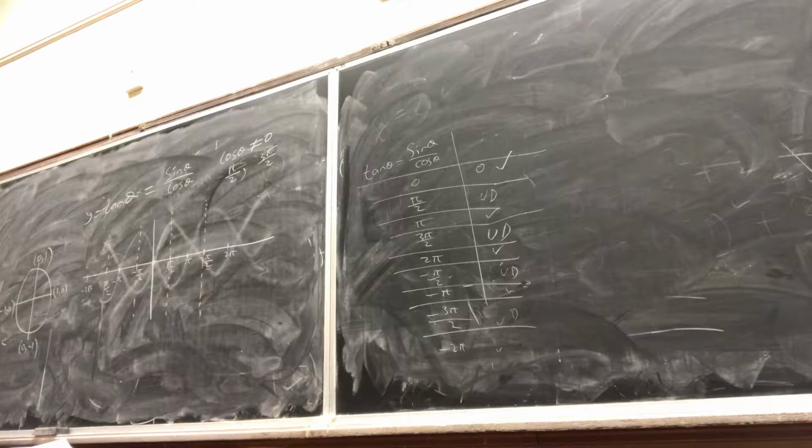If I ask you how many vertical asymptotes in a period of tangent from negative 2 pi to positive 2 pi, how many vertical asymptotes? 1, 2, 3, 4. Okay, great. Now, based on what did you draw the vertical asymptotes? Yes, because the bottom is 0. They make the bottom 0.